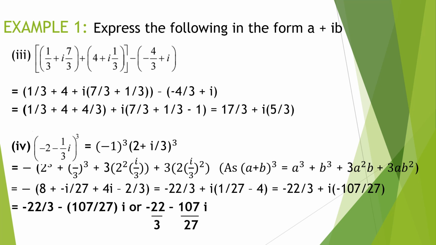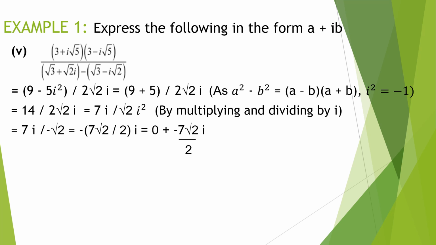So we take out minus common, and by applying the (a + b) whole cube formula, we get minus into the bracket 8 + (-i/27) + 4i - 2/3. Again we combine the real part and the imaginary part. On simplification we get -22/3 + i times (-107/27). So you can write this as -22/3 - 107/27 i, or 22/3 - 107/27 i.